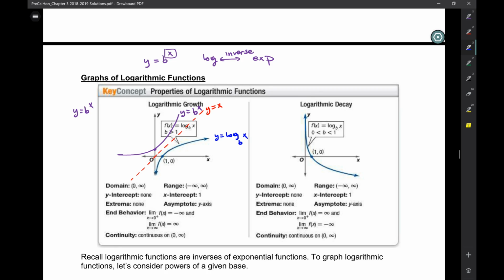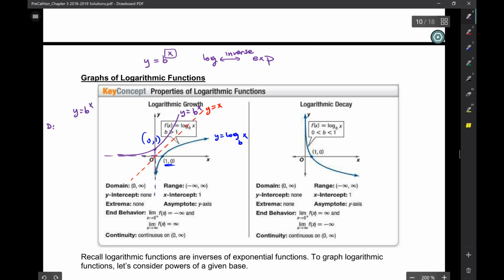X is 0, y is 1. What's the intercept for the other one? 1, 0. All right? Where is there an asymptote here? It's the x-axis. Where is there an asymptote here? It's the y-axis. Okay? So, for y equals b to the x, what was the domain?